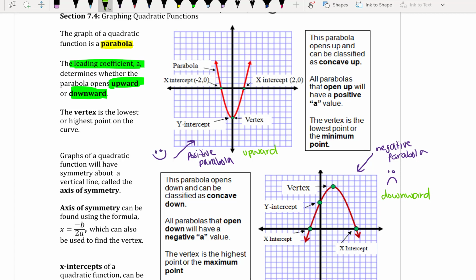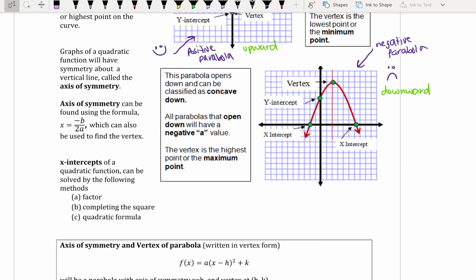We can see that this parabola is symmetric. If I were to draw a line right down the middle through the vertex, this left-hand side is exactly the same as this right-hand side, so we say that it's symmetric, okay? The axis of symmetry can also be found using the formula x equals negative b over 2a, which can also help us to find the vertex, okay?